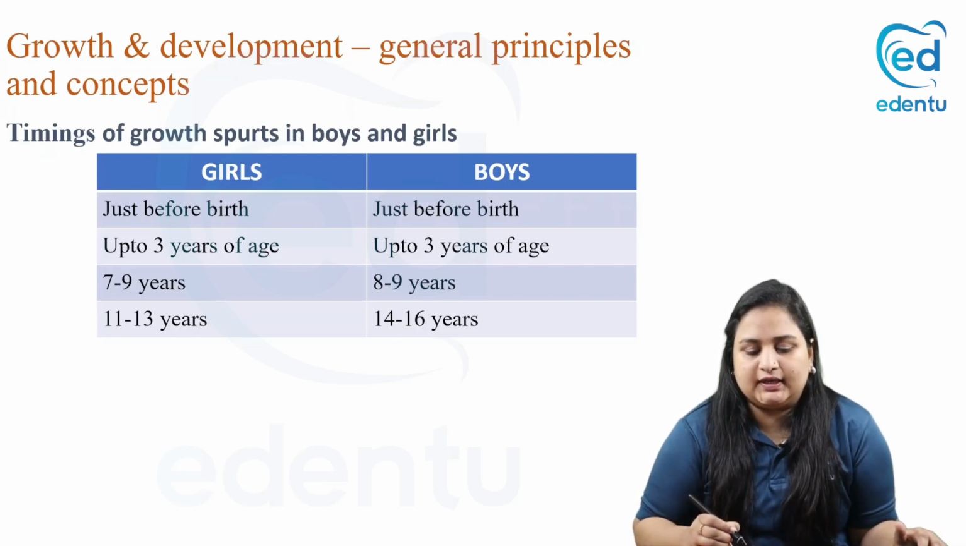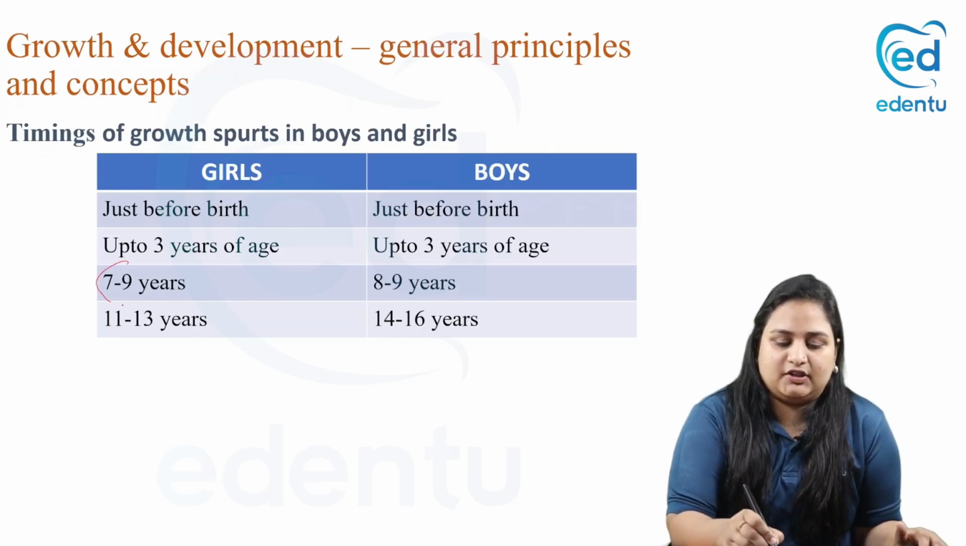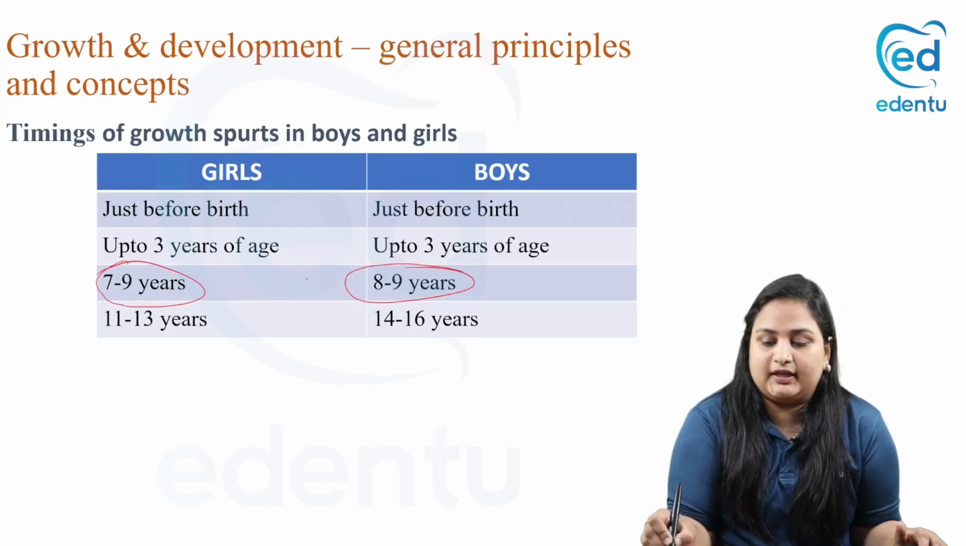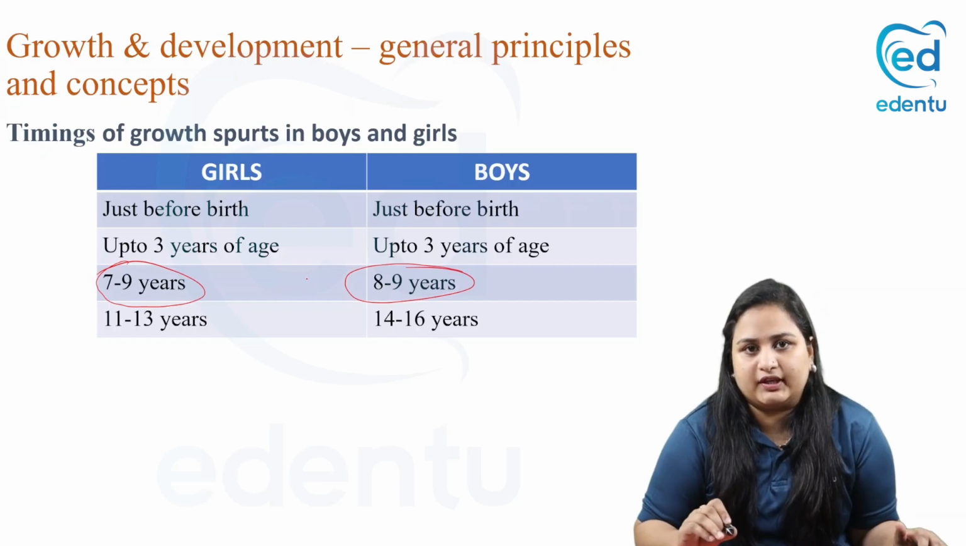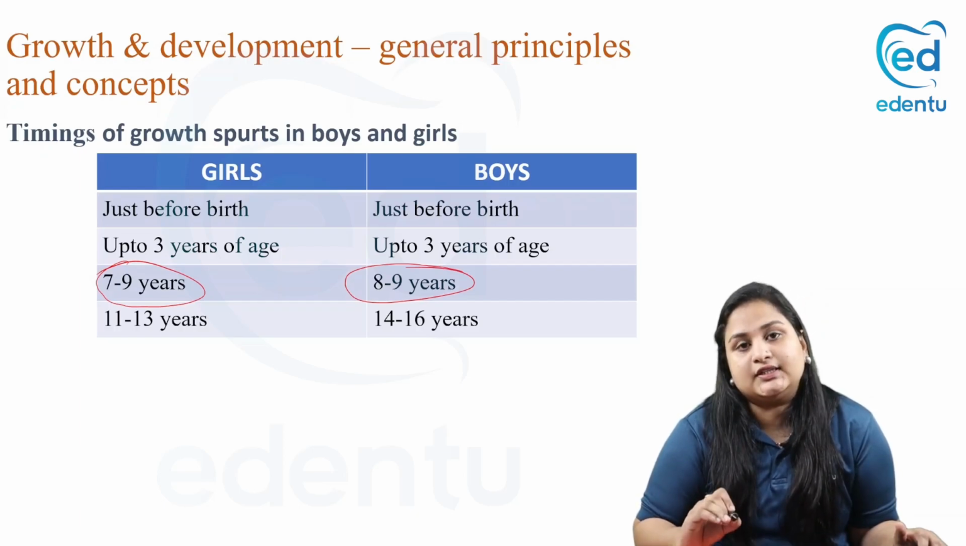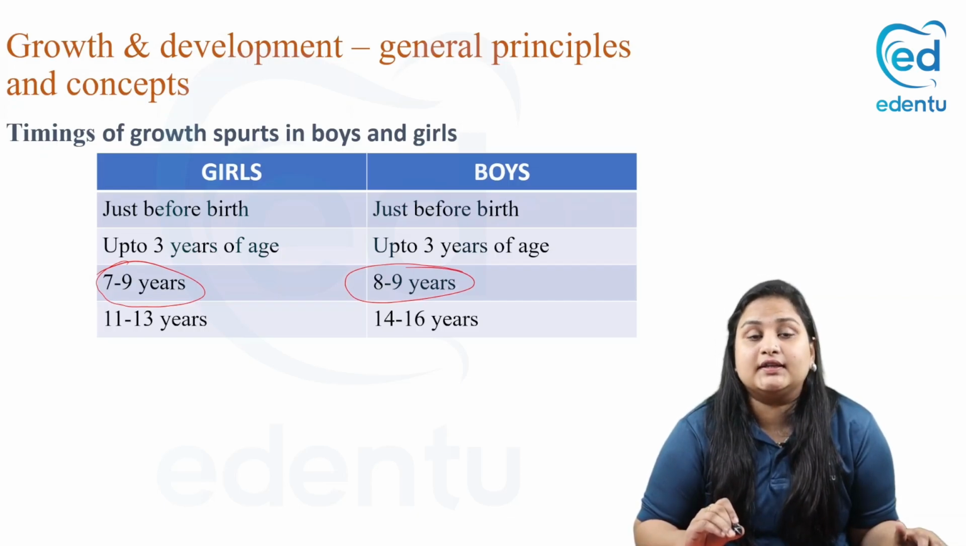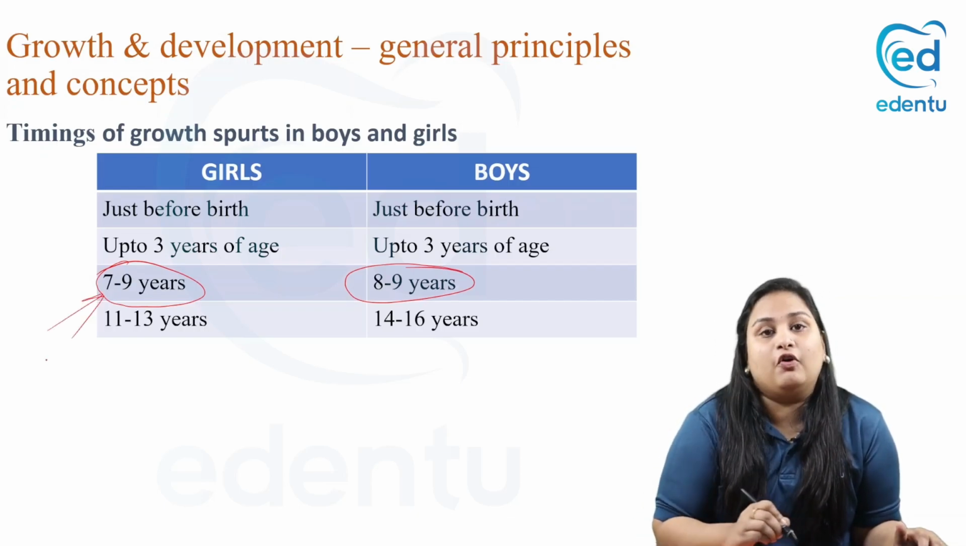But you clearly see an age difference, which is like 7 to 9 years and 8 to 9 years, which is a difference of 1 to 2 years between boys and girls. So girls tend to mature at a faster rate than boys. So an earlier treatment planning is recommended for girls.